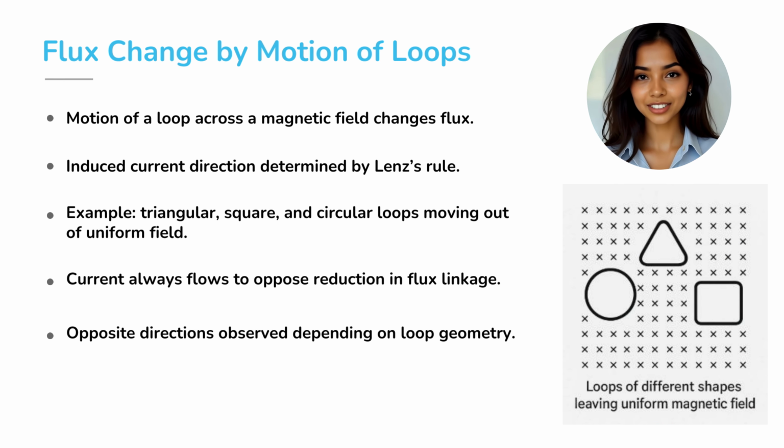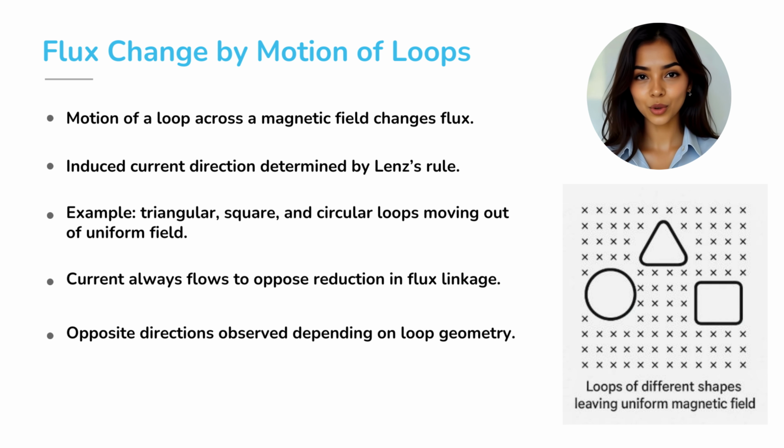Next, let us consider loops of different shapes moving out of a uniform magnetic field region. When the triangular loop moves out, the magnetic flux linked with it decreases. By Lenz's law, an induced current flows to oppose the decrease. The same happens with a square loop or a circular loop. As each loop leaves the field, its flux decreases and current appears in a direction that maintains the flux.